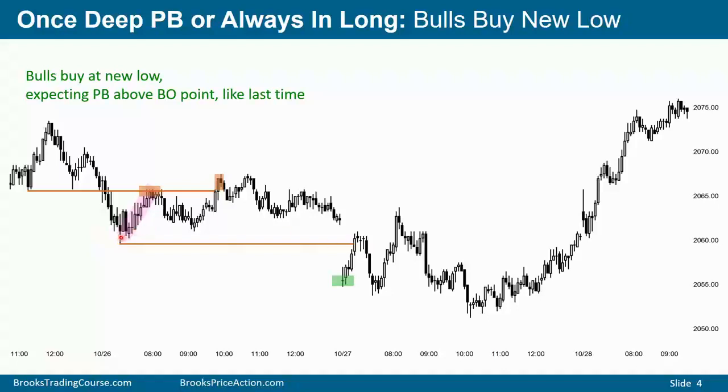We broke below this low, but the bulls who bought at that low and lower, or the bulls who simply bought lower, made money. And therefore, if the market falls below a prior low, here, here, or here, bulls will look to buy a reversal up, betting that the market will come back above the breakout point and they'll make at least a scalp.